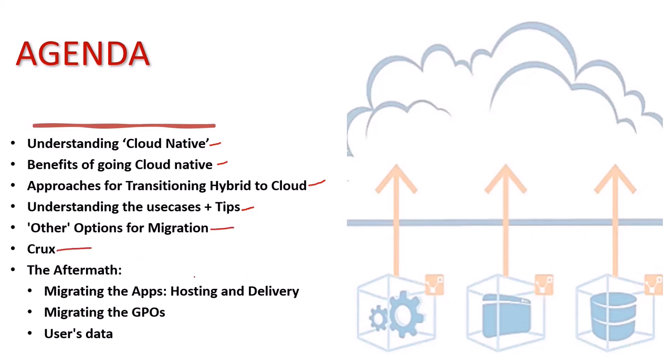We'll reach a conclusion, and then after that migration is done, or rather before the migration can be done, we will talk about other relevant factors as well, which is migrating the applications from on-prem to Azure, migrating the policies from on-premise GPO to Intune, and migrating the user's data.